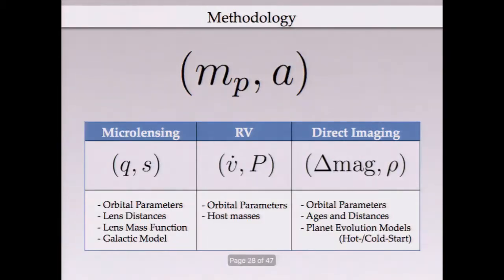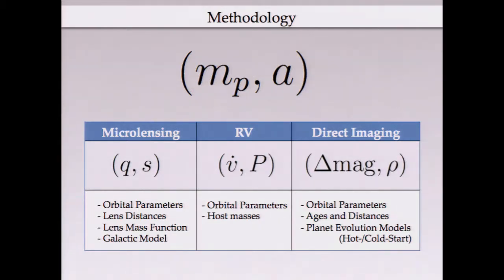And so the process is exactly the same, except now we're sort of going in reverse. Previously, we started here and tried to go here. Now we start here and try to figure out what the mass ratios and projected separations are. For radial velocities, and in particular, since we're interested in long period things, we care about trends. So we need to compute an acceleration and an orbital period.